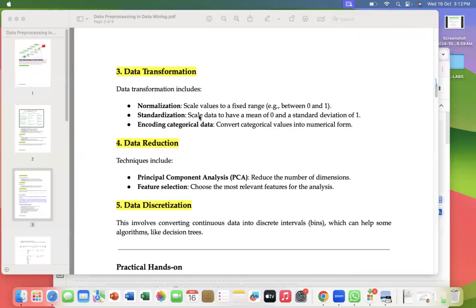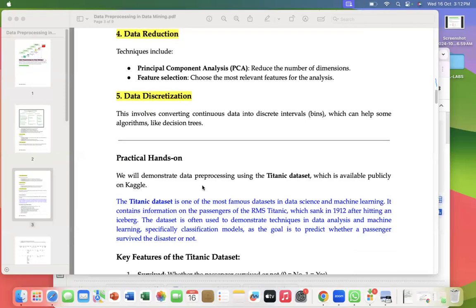Then standardization: scale data to have a mean of 0 and a standard deviation of 1. That is standardization, means standardized data. Then normalization, already discussed.